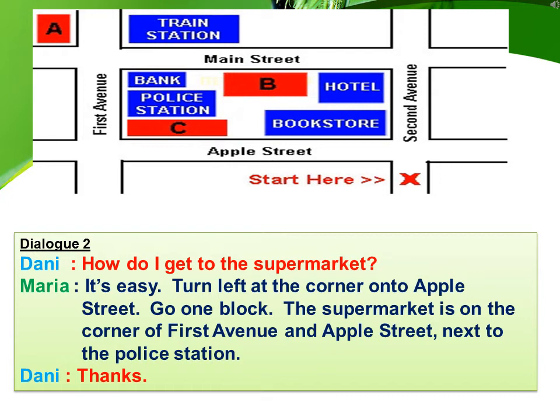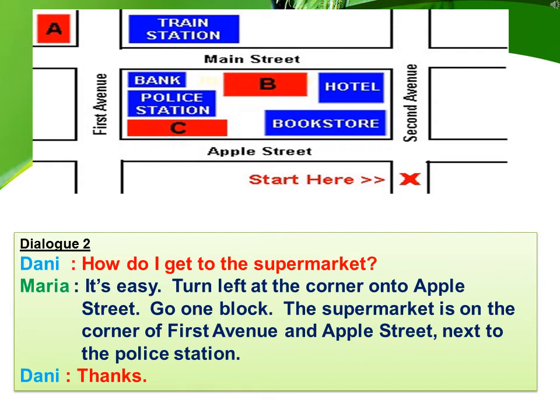Danny: Thanks. So again, Danny is at the place marked X. Start here, okay? He asked Maria, how do I get to the supermarket? Maria said it's easy. Turn left at the corner into Apple Street. You can see Apple Street. Go 1 block. The supermarket is on the corner of First Avenue and Apple Street, next to the police station, and it is C. The supermarket building is letter C in red.